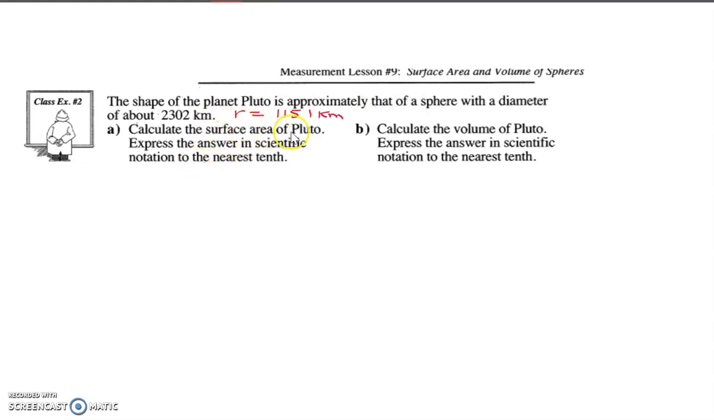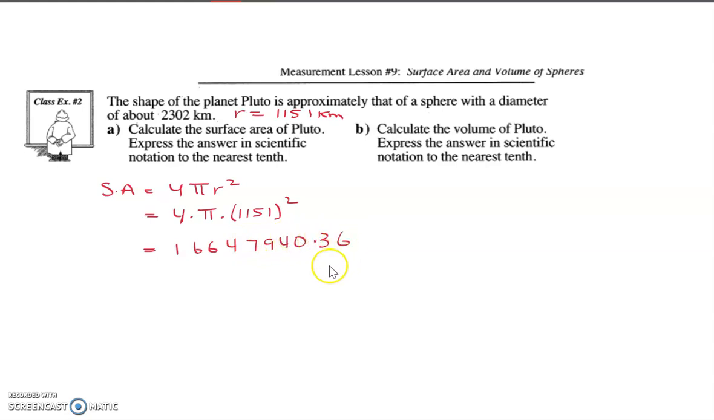So to find the surface area for Pluto, which is a sphere, we're going to use our formula, which is surface area is equal to 4 pi r squared. So you're simply going to input in your calculator 4 times pi times your r squared. Okay, you will get a humongous number, which is 1664794.36, and that would be kilometers squared.